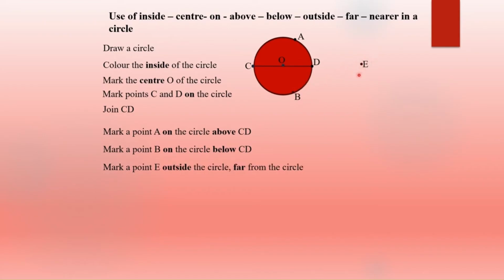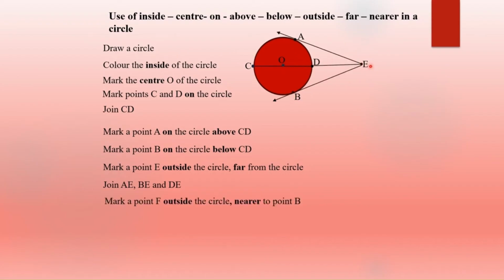This is CD. Mark a point A above CD, mark a point B below CD, mark point E outside the circle, far from the circle, join AE, BE and DE. Mark a point F outside the circle and nearer to point B. So outside the circle and nearer to point B here, and then join DF. Here you have used the words on, above, outside, far, nearer, inside, center.